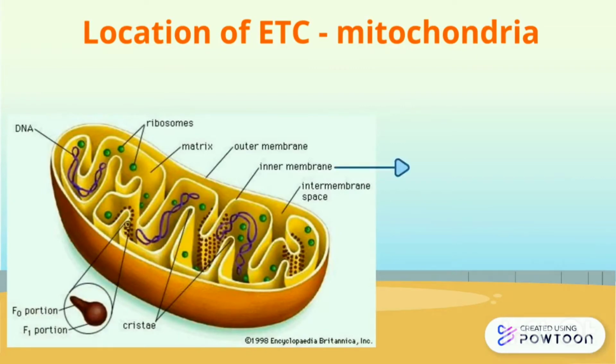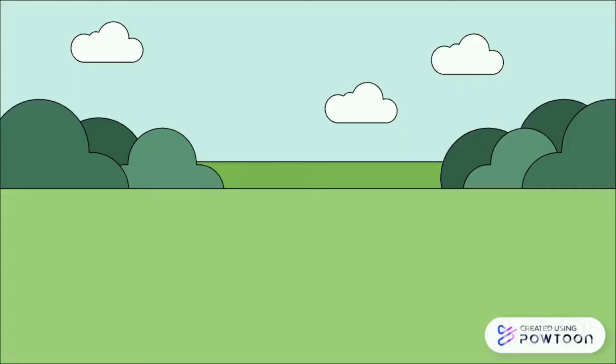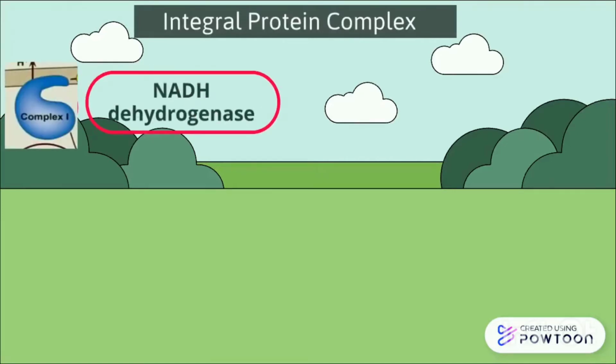The inner membrane is a fluid-filled space between layers. It consists of four major integral protein complexes. These are the four integral protein complexes that act as carrier proteins as well as proton pumps.